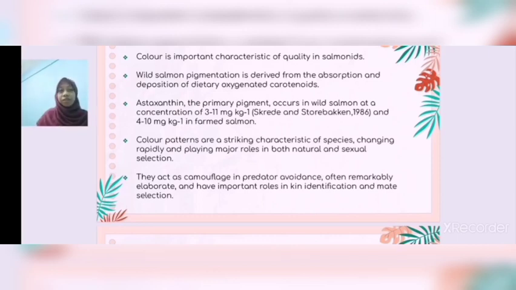Astaxanthin is the primary pigment, occurring in wild salmon at a concentration of 3 to 11 mg per kilogram and 4 to 10 mg per kilogram in farm salmon. Color patterns are a striking characteristic of species, changing rapidly and playing major roles in both natural and sexual selection. They act as camouflage in predator avoidance, are often remarkably elaborate, and have an important role in kin identification and mate selection.